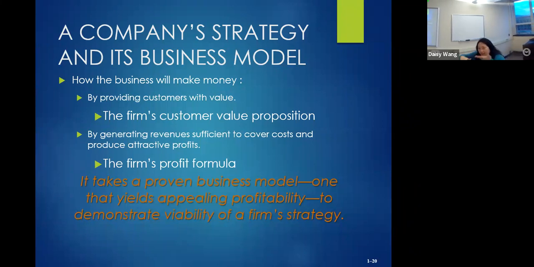So they have different values, and the value has to be higher than the price. Then we are willing to pay. If the value is not there, we won't pay this much for a certain product. Okay, so there are some products that are very expensive.